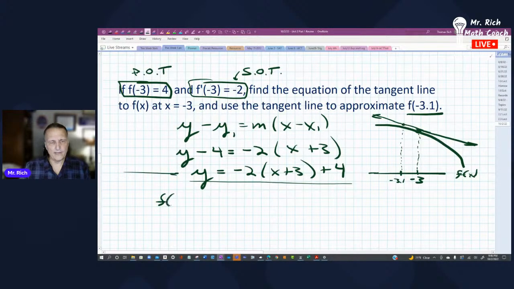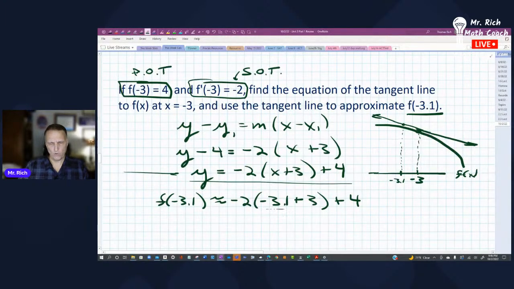So I'm going to say that f of negative 3.1 is approximately equal to negative 2 times negative 3.1 plus 3, and then plus 4. Well, this is a negative 0.1 here in these parentheses, and negative 0.1 times negative 2 is a positive 0.2. So this would be 0.2 plus 4, or we would say f of negative 3.1 is approximately equal to 4.2.